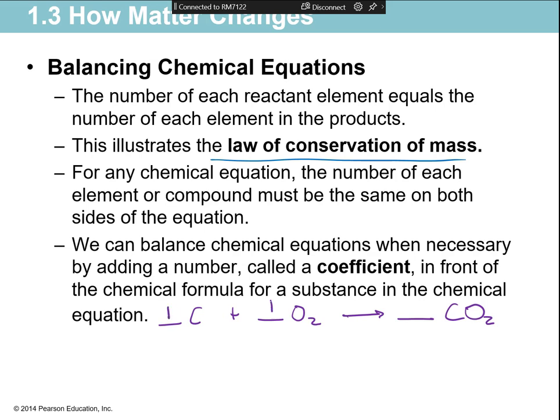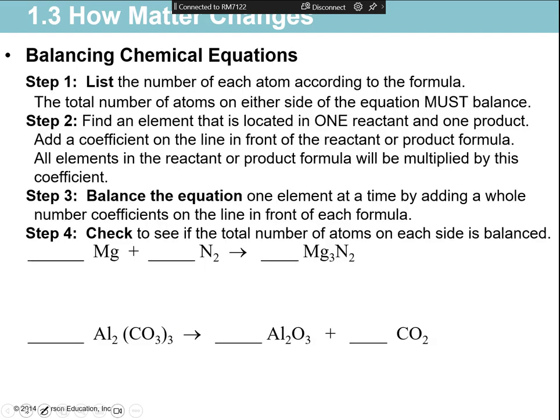So the coefficients for this one would all be 1, because 1 carbon plus 1 oxygen would make 1 carbon dioxide. So they call that number you put in front a coefficient. And it's referring to how many of the molecules that I have. So I would say 1 carbon plus 1 oxygen, even though oxygen's O2, I'm saying 1 oxygen molecule would form 1 carbon dioxide. So let's look at the next one. Mg plus N2 makes Mg3N2.